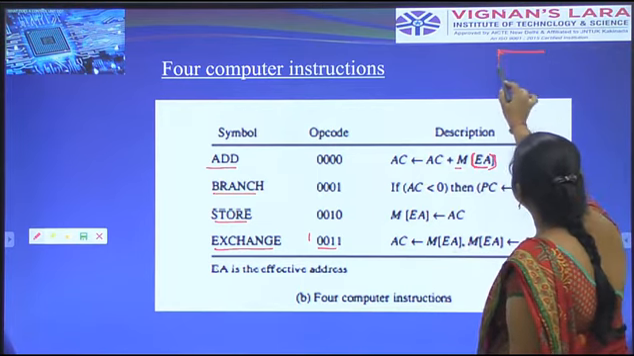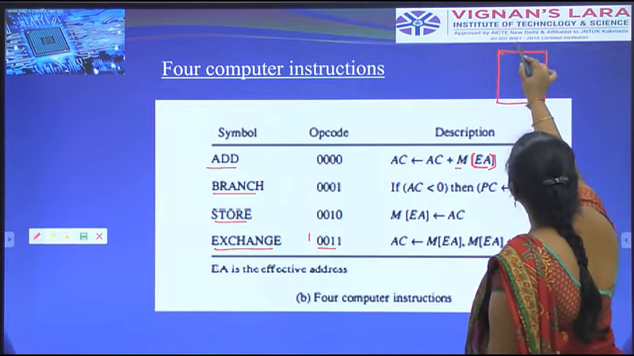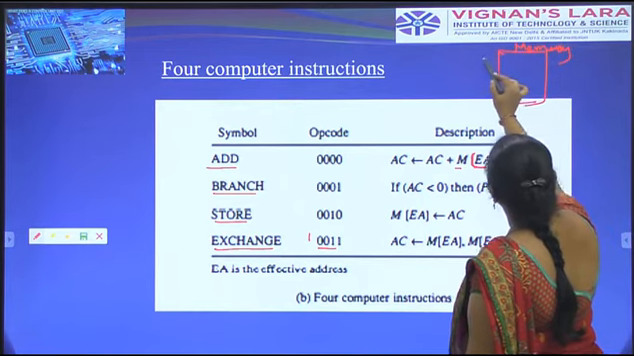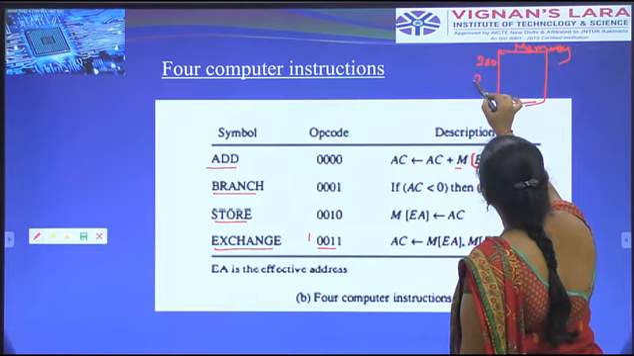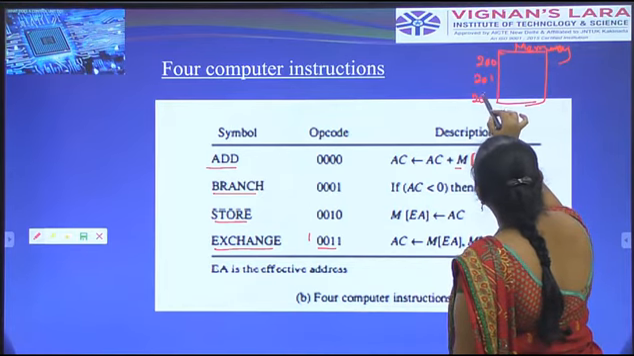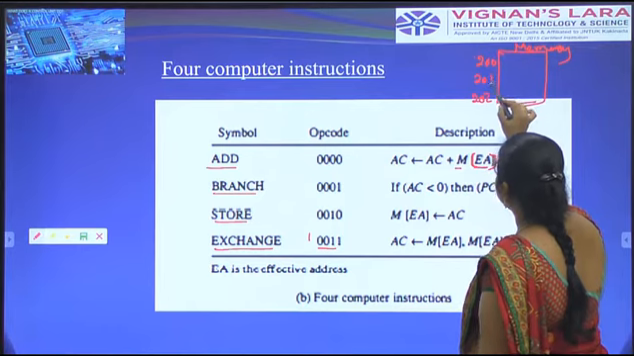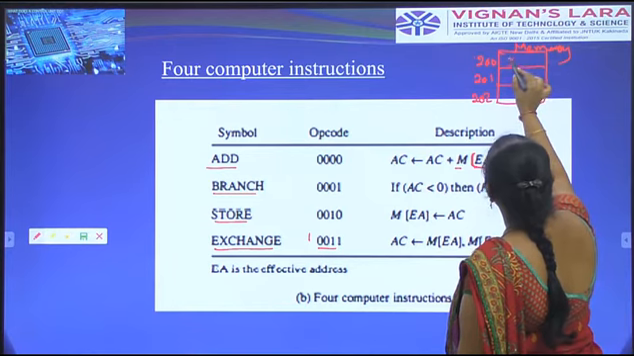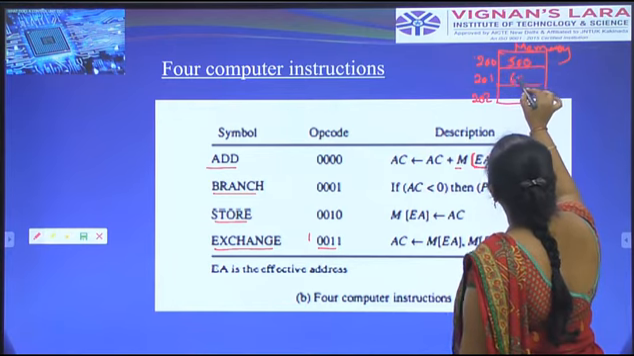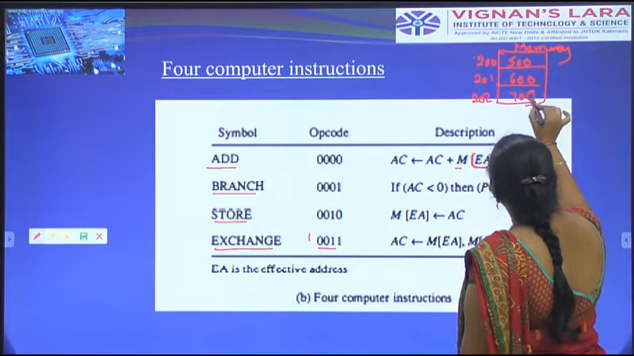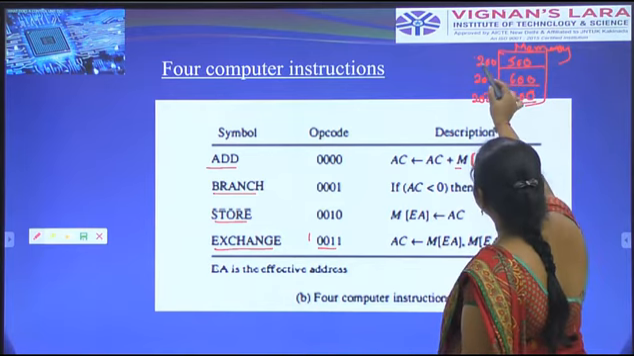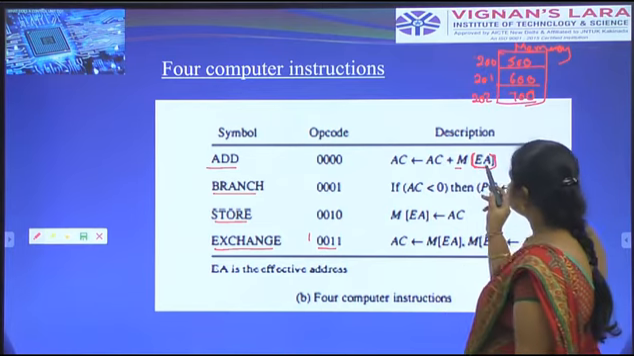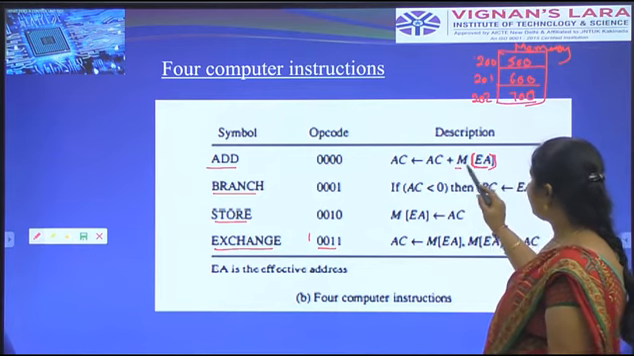For example, we take some memory. Here we take 200, 201, 202. These are the effective addresses. This is the memory: for 200 it contains 500, 201 contains 600, and 202 contains 700. What is the effective address? Here we take 200 as the effective address. The memory of effective address 200 is 500.